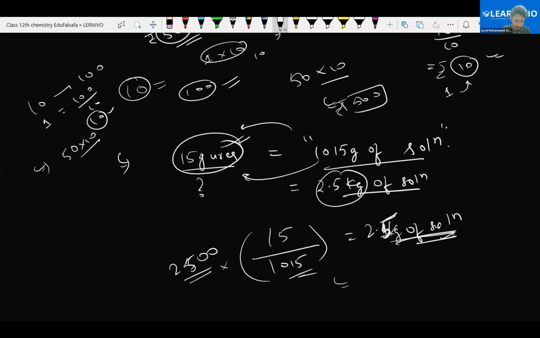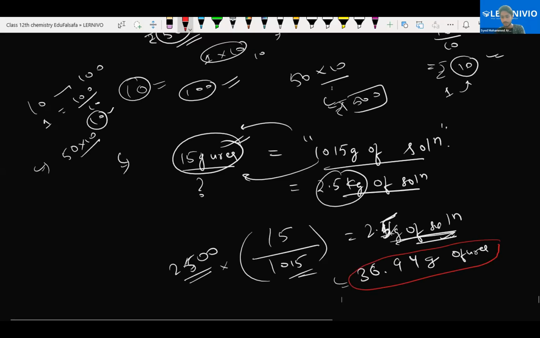Sir, why did you write over here 25,000 into 15 upon 1015 is equal to 2.5? Just a second, I'm telling you. So this is the answer. Okay, Tayyaba, have you got the answer or not? This is in gram of urea. Yes, sir, I got the answer. Correct. So these are the questions which are given. Hadi, I'm telling you. Just give me 2 minutes. I'm coming to you.